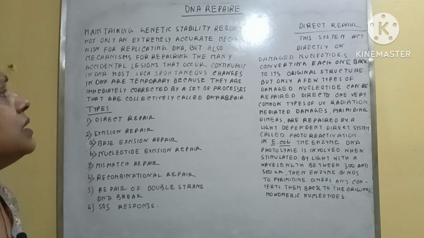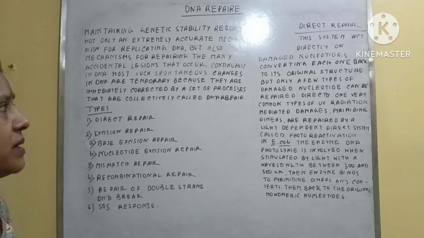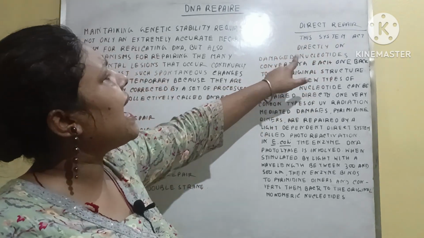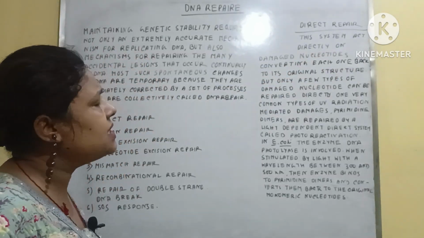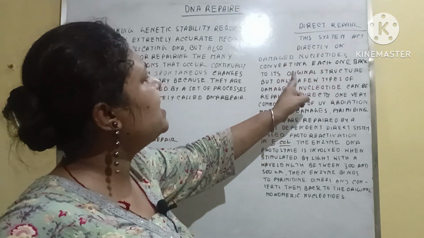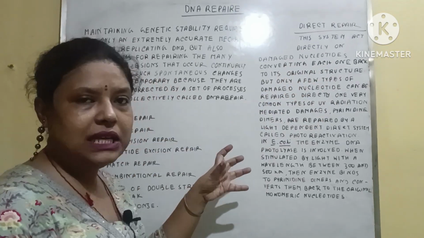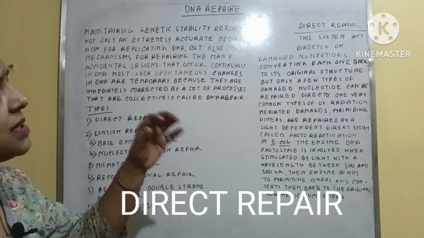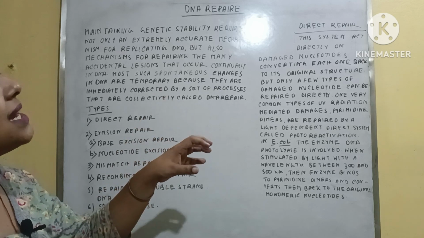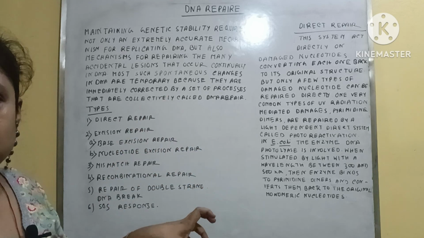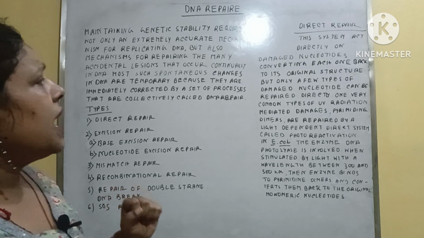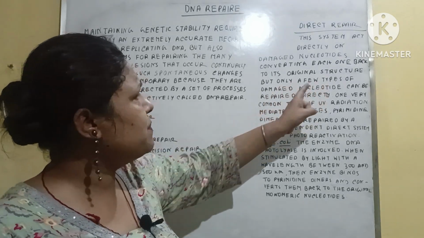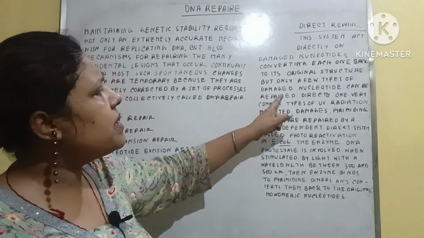Now, the first one is direct repair. What is direct repair? Direct repair acts directly on the damaged nucleotides and converts each one back to its original structure. In this process, there are mechanisms where the nucleotides are directly repaired to their original form. A few types of damaged nucleotides can be repaired directly.